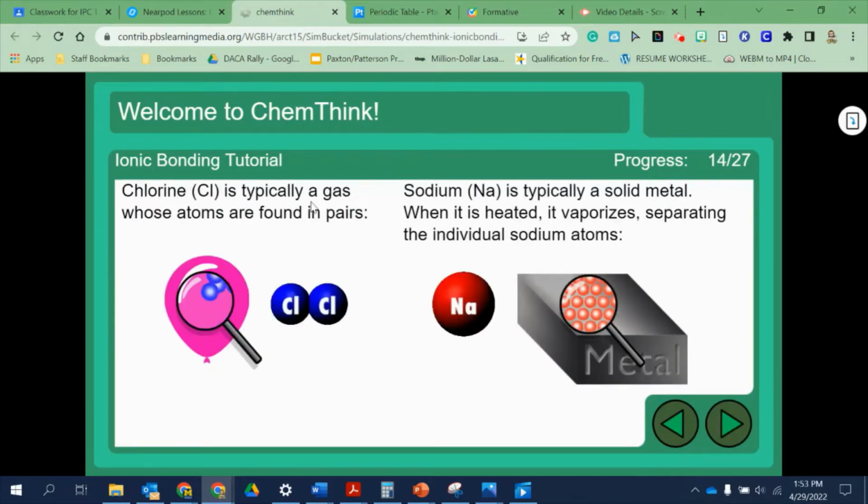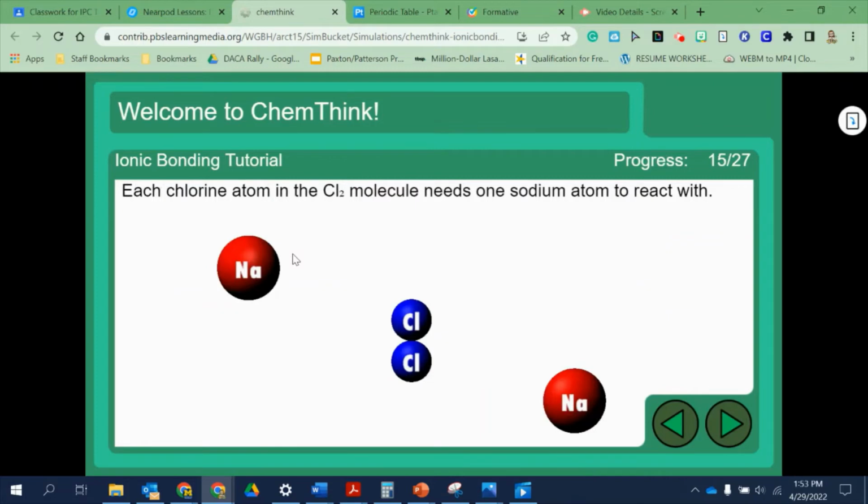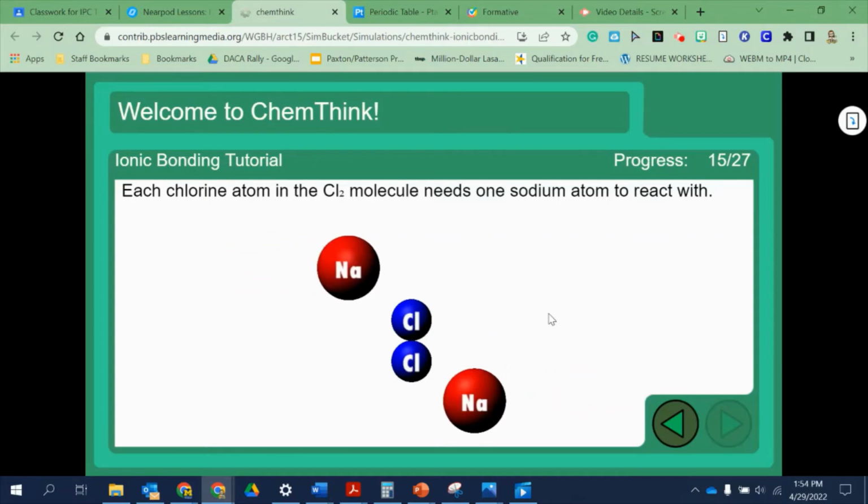Chlorine is typically a gas, and those atoms are found in pairs, so you usually find two of them together. The sodium is typically a solid metal, but when it's heated, it vaporizes, separating the individual sodium atoms. So you see here, they're moving. There's that kinetic energy we talked about, but when it's heated, it eventually vaporizes and the sodium atoms separate. Each atom in the Cl2 molecule, remember Cl2, because there's two of them together in this molecule, needs one sodium atom to react with. So that's what's going to happen here.